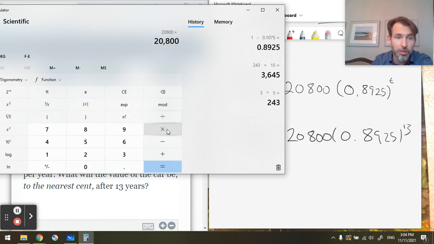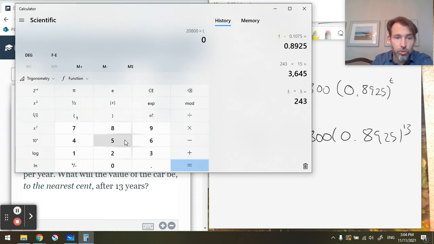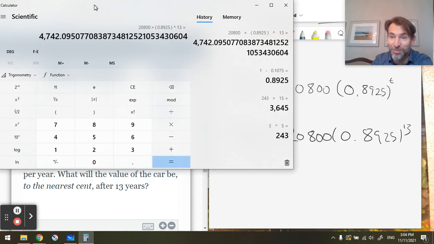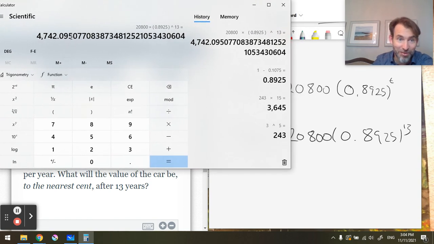20,800 times bracket 0.8925 end bracket raised to the power 13 equals $4,742.10. Oh, they created a rounding question to see if you know to round. This is 10 cents, not 9 cents. I bet if I put in 9 cents, they will say, you're wrong. And I'll say, come on.